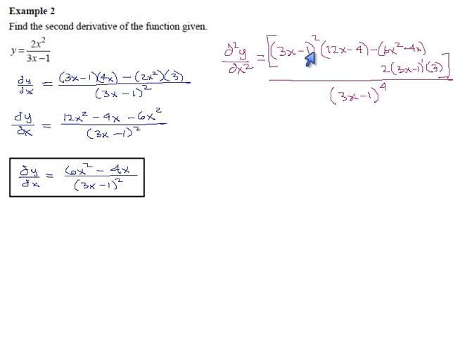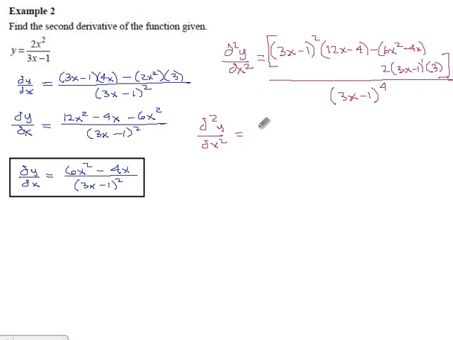However, I want to simplify this numerator, obviously, and one of the first things I notice is that this term contains 3x minus 1, a couple of them actually. This term contains 3x minus 1, and we have 3x minus 1s in the denominator. So, first thing I want to do is divide top and bottom by 3x minus 1. That'll shorten this down a little bit.